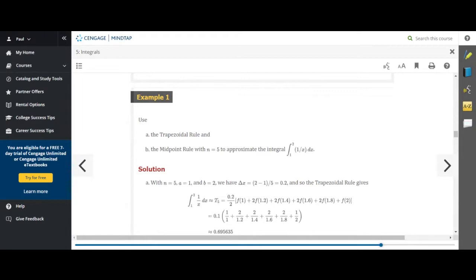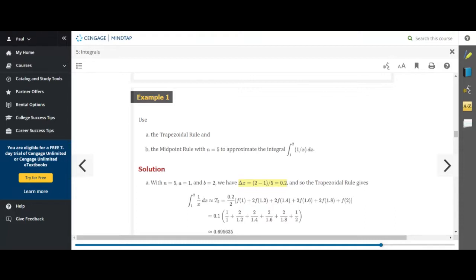So first of all, if n equals 5, that means you have 5 subintervals. So delta x is going to be the difference between the end limit 2 minus the beginning limit 1, divided by n, which is 5, so 0.2.